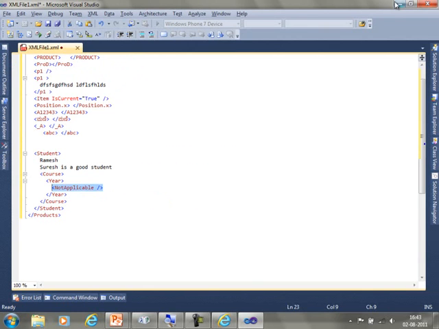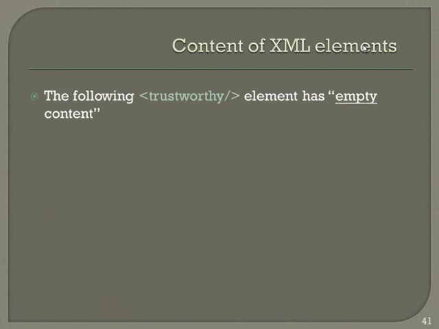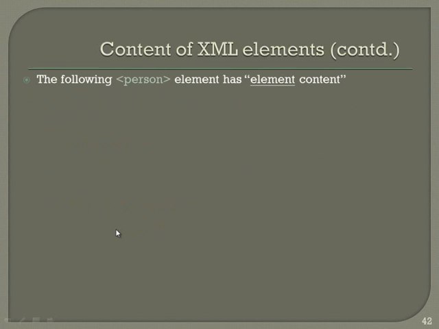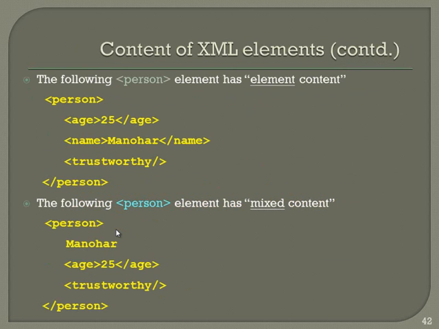Okay, let me go back. Let's look at the example. This is an empty tag because it is immediately closing. The other one is the one that has only some text inside it. The next one is the nested one. So I will show both of them.